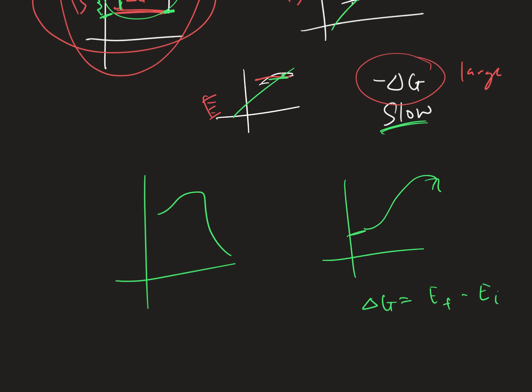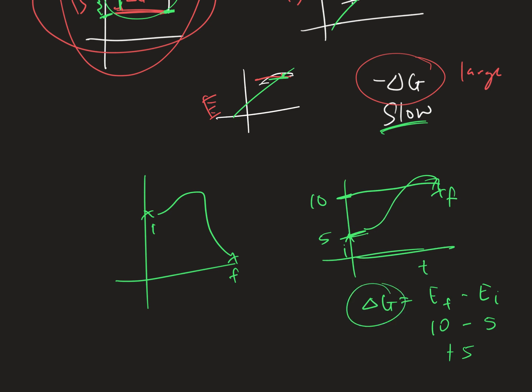So here's our final. Here's our initial. This is our final. This is our initial. So if we look at our final minus initial, this is a big value, so we can say that's 10. This is a small value, maybe that's 5. We end at 10, minus we started at 5. That's going to be what? Positive 5. That's a positive delta G.